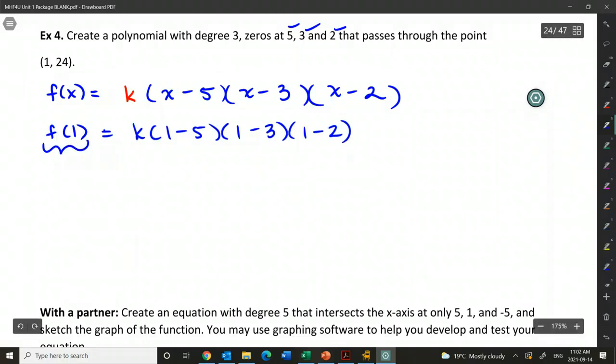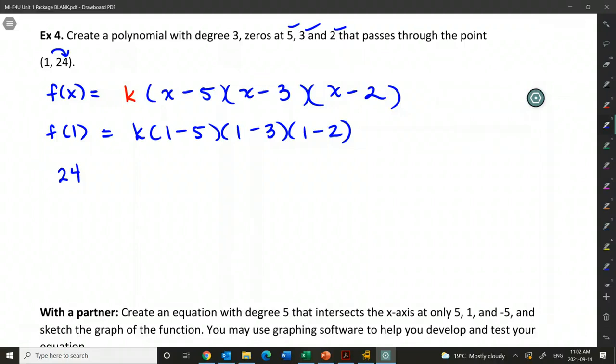What is f at 1 equal to? Can I sub something in for f at 1 here? In other words, I'm asking you, what is y when x is 1, Trent? 24, okay. Y is 24 when x is 1. So the function's value at an x value of 1 is 24. That's why I can plug that in here, right?